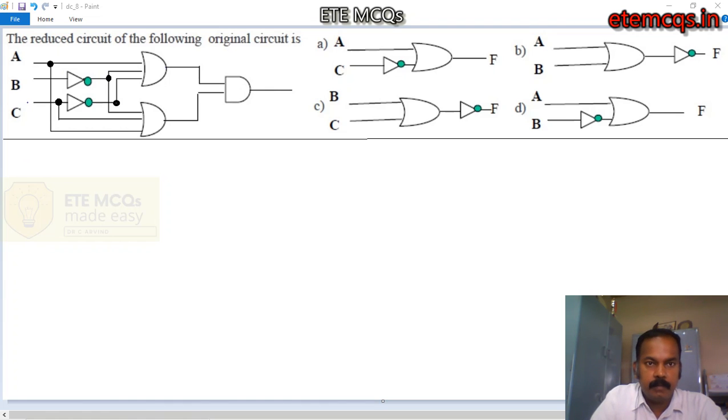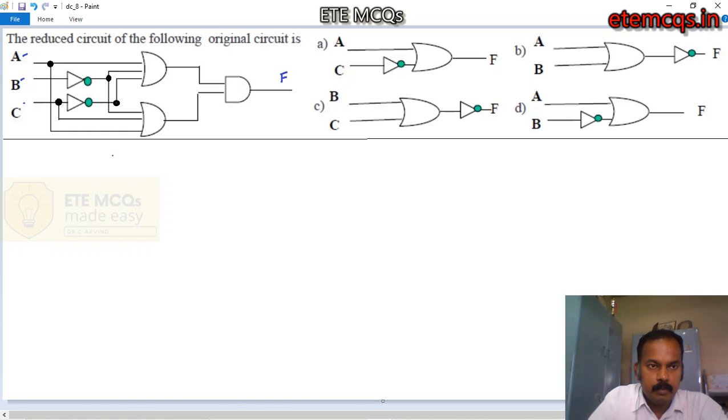So you have three inputs. The output is represented by F. Okay, so this is all we have. The three inputs are A, B and C. A, B and C are the three inputs. So these three inputs are given. The output is F.